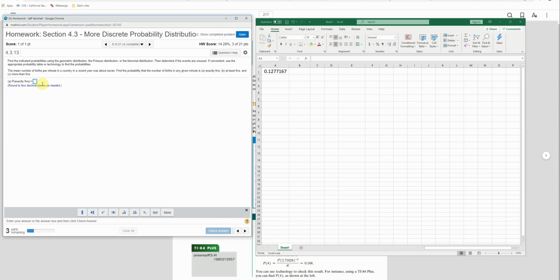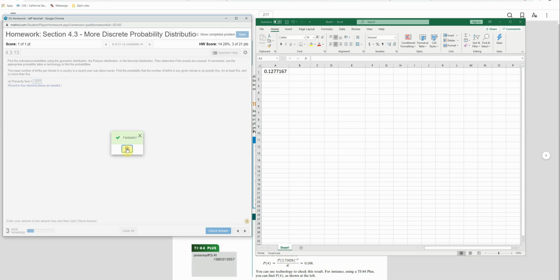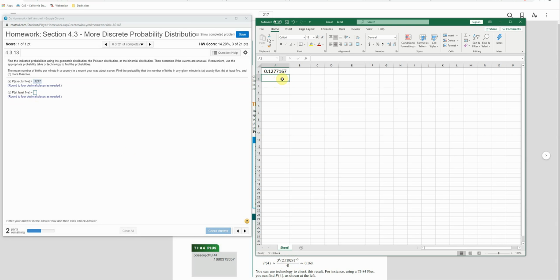So I'm looking at 0.1277. Perfect. Now, what's the probability of getting at least 5? So now remember what at least 5 means. At least 5 means 5 or greater, right? So at least 5 is 5 or greater.